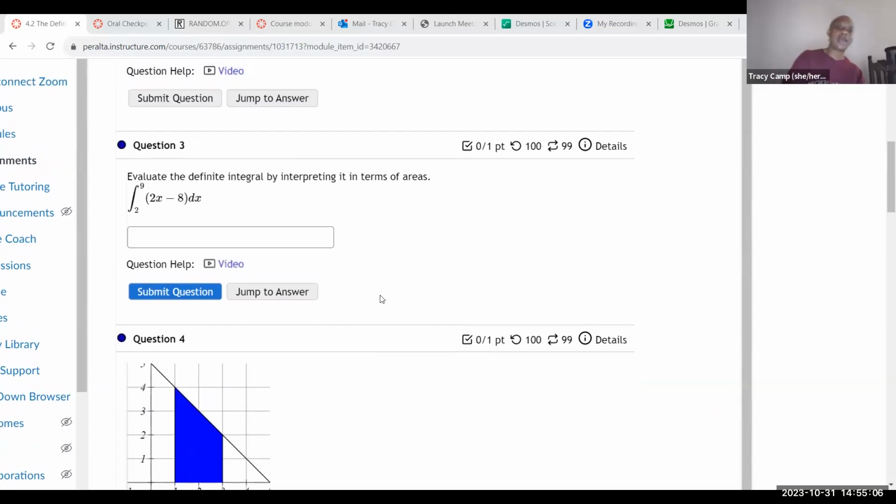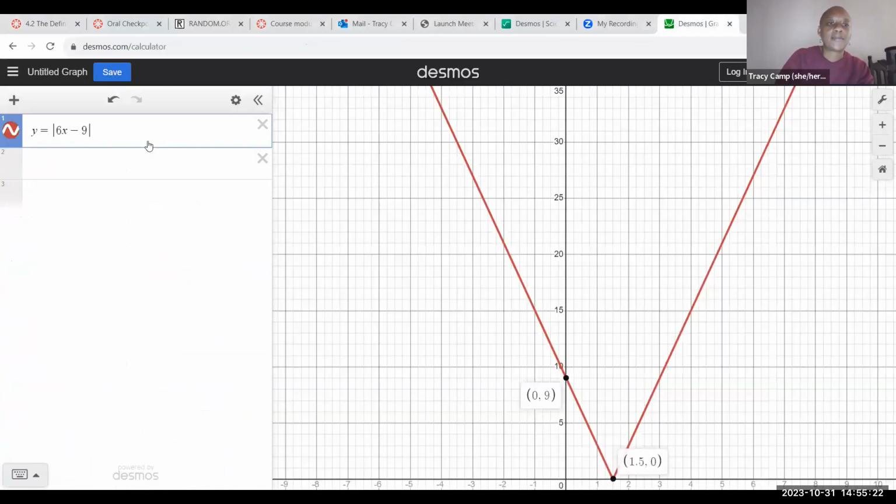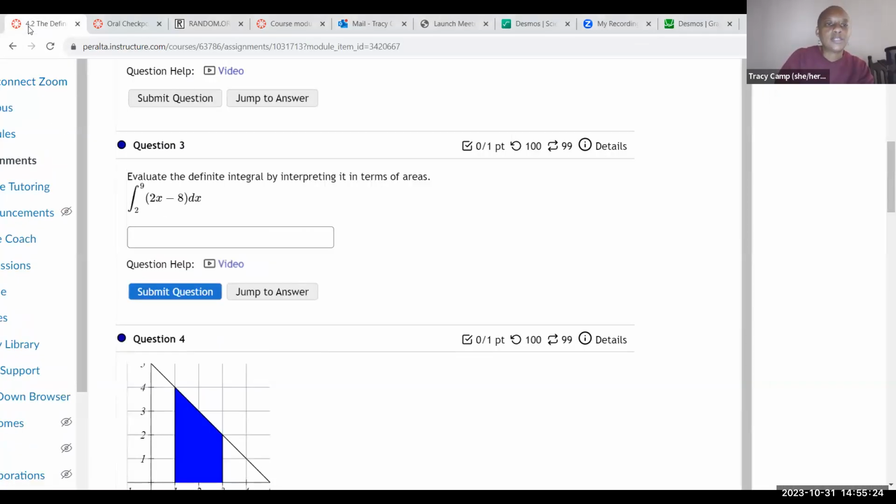Oh, you know what? Actually, number 3, let's look at this one because I just noticed something. If you plug in 2 for x, notice you end up with a negative number. 2 times 2 is 4, and 4 minus 8 is -4. So here's one of the ones where you have a negative. So let's look at that. What was the function again? 2x minus 8.